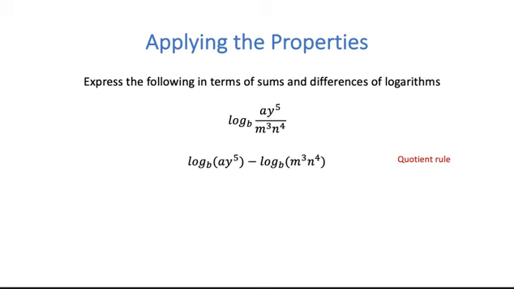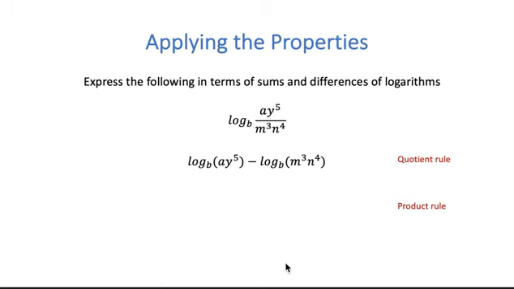So I have the log base b of what was on top, a y to the fifth, minus the log base b of what was on the bottom, m cubed n to the fourth. So the next thing I'm going to do is use the product rule to separate those arguments, this one and this one.